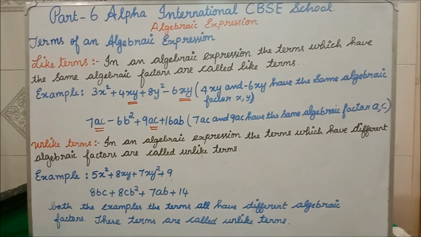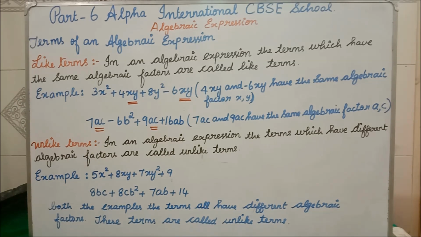First, we are going to see terms of an algebraic expression. In terms of an algebraic expression, we are having two: the first one is like terms and the second one is unlike terms. Like terms. What do you mean by like terms? In an algebraic expression, the terms which have the same algebraic factors. What do you mean by factors? We have seen before, isn't it? So if terms have the same algebraic factors, they are called like terms.